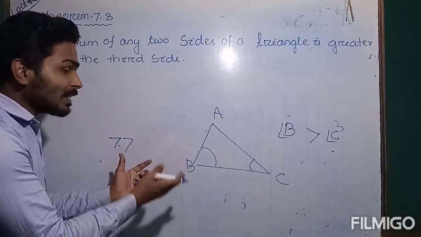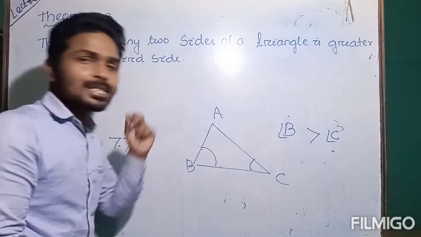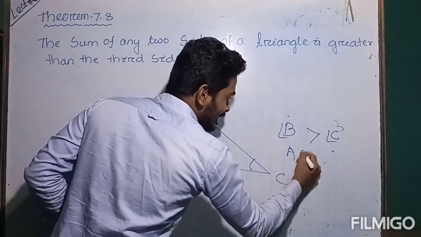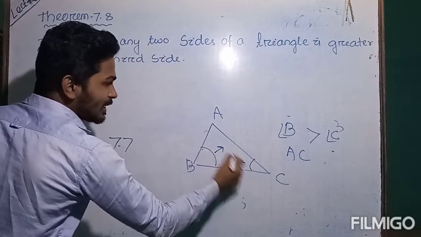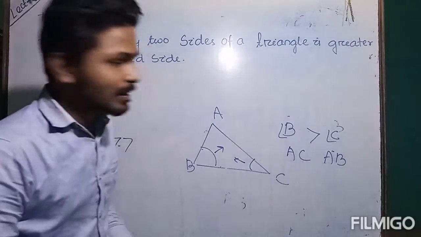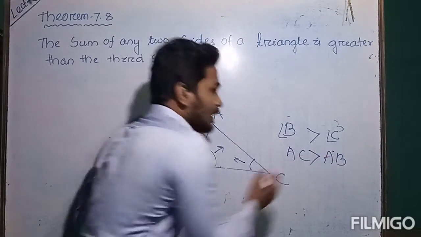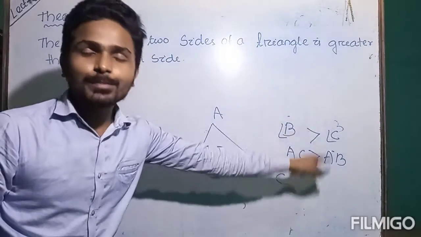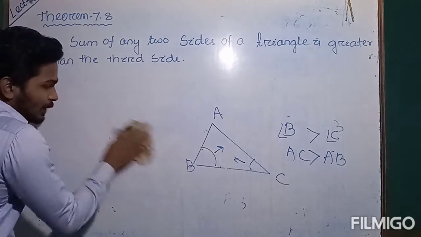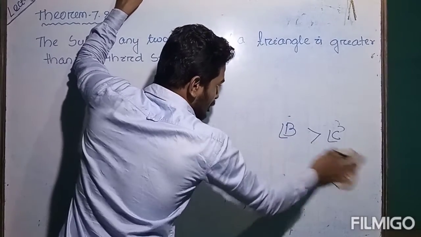Let us find the opposite side of the larger angle as well as the opposite side of the smaller angle. The opposite side of the larger angle is AC and the opposite side of the smaller angle is AB. According to this statement, the opposite side of the larger angle is larger than the opposite side of the smaller angle. This is theorem 7.7.